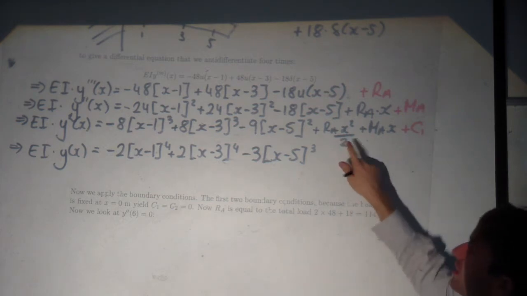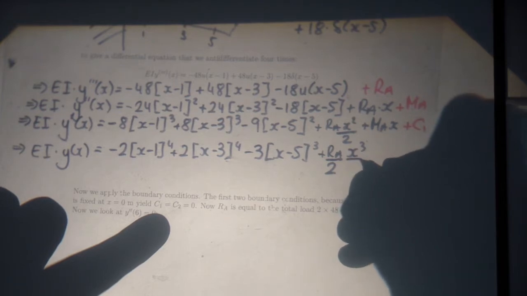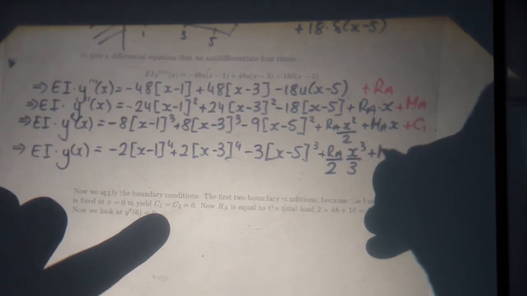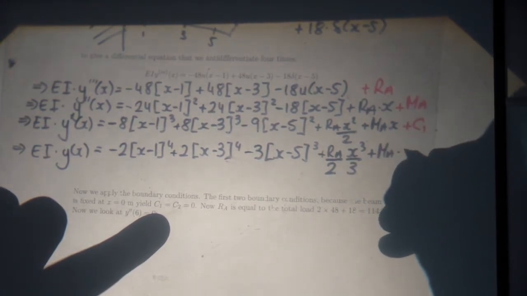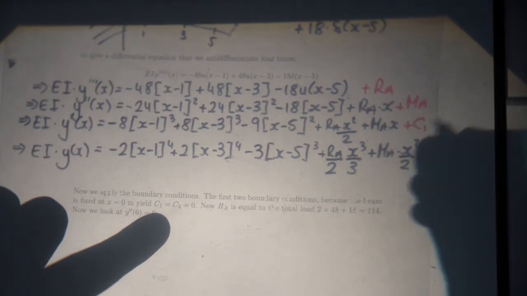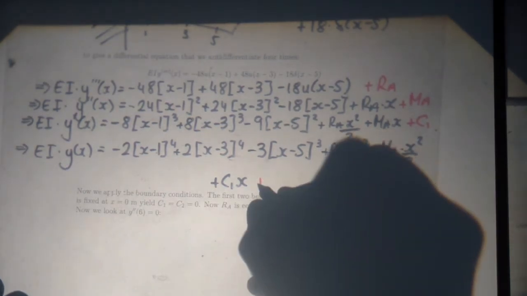We go again, RA over 2, fix that constant. And the antiderivative of x squared is x cubed over 3. Now fix the constant MA, antiderivative of x is x squared over 2. Antiderivative of C1 is C1x. And pick up the final constant, C2.